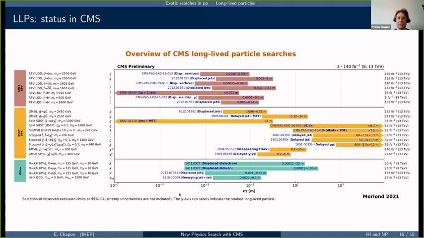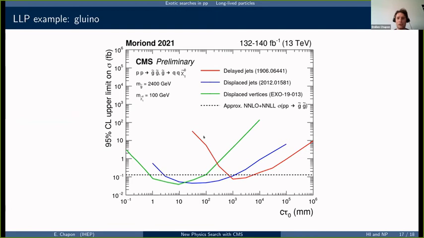So the x-axis is the lifetime, the c tau, of the particle, for different models. R-parity violating or conserving SUSY in yellow, and then other models in green. I'm just showing here one example, which is for gluinos. And I'm showing this plot because this is combining 3 different searches, different papers. And we see that with different strategies, we can be sensitive to different ranges of lifetimes.